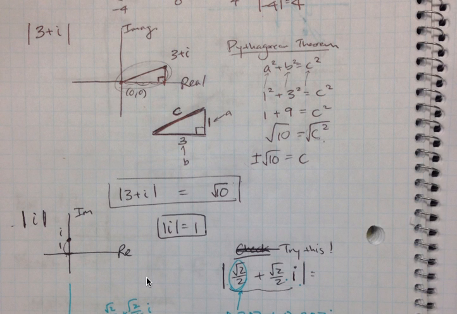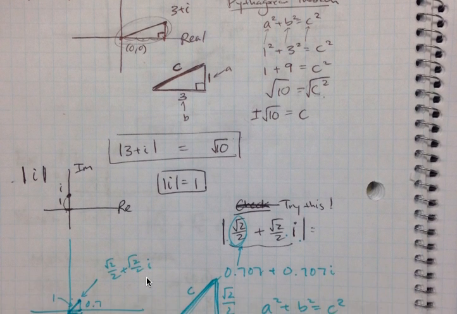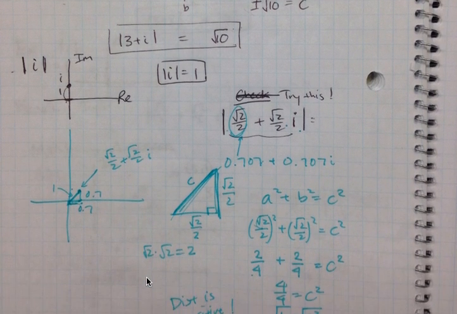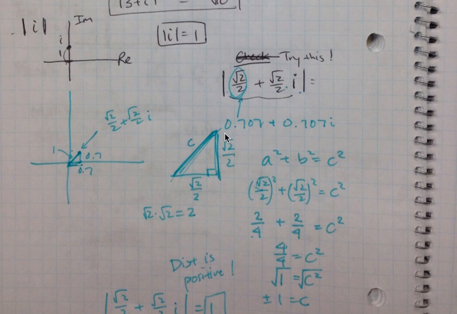Okay, so here's a solution of that problem. Scrolling down, just to be able to visualize this better, what I did first was I calculated what this number was on the calculator. So square root of 2 over 2 is actually approximately 0.707. So this number right here is 0.707 plus 0.707i.